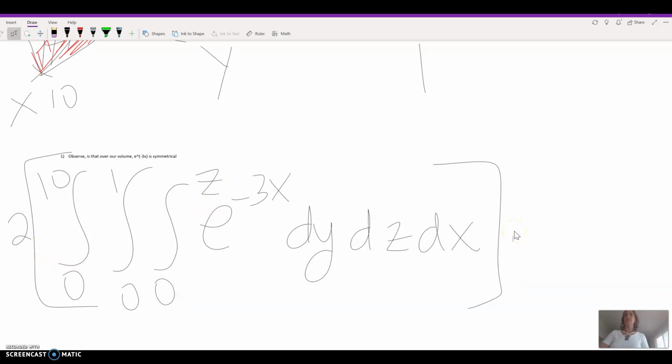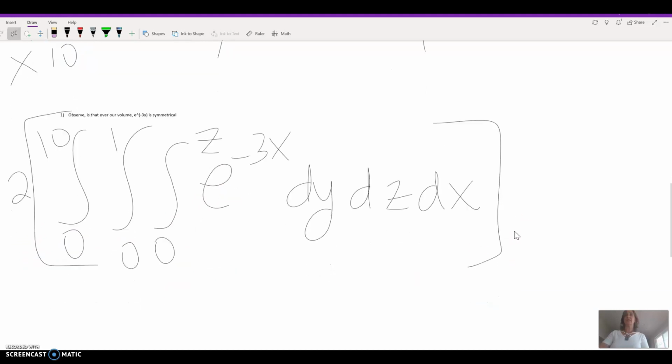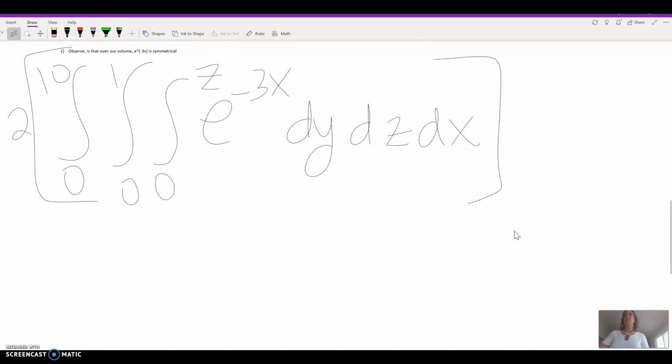Again, if you didn't see the symmetry, you certainly could still do it and get the same answer. If you observe these things, however, it makes your life easier. In this case, we'll actually do the integration for practice. So now remember, I'm treating this as a constant. I'm integrating first with respect to y. So I'm going to get y e to the negative 3x. I'm going to evaluate that between 0 to z.